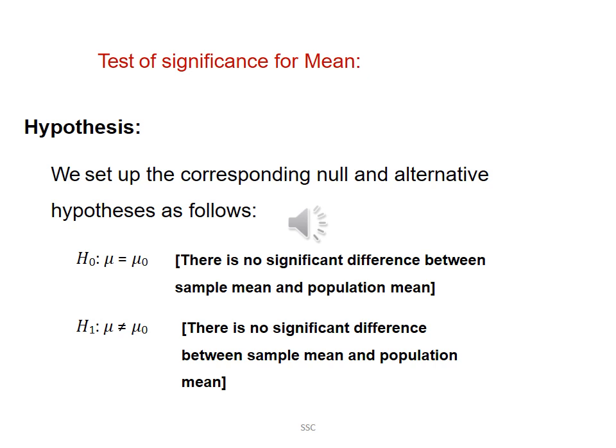Test of significance for mean hypothesis. We set up the corresponding null and alternative hypothesis as follows, such that we can write the hypothesis statement in symbols or in words. In symbols, you can compare the sample mean and population mean. In words, we can write it as there is no significant difference between the sample mean and population mean. For the alternative hypothesis, just strike out the equality. That means the opposite statement of the null hypothesis will be the alternative hypothesis.